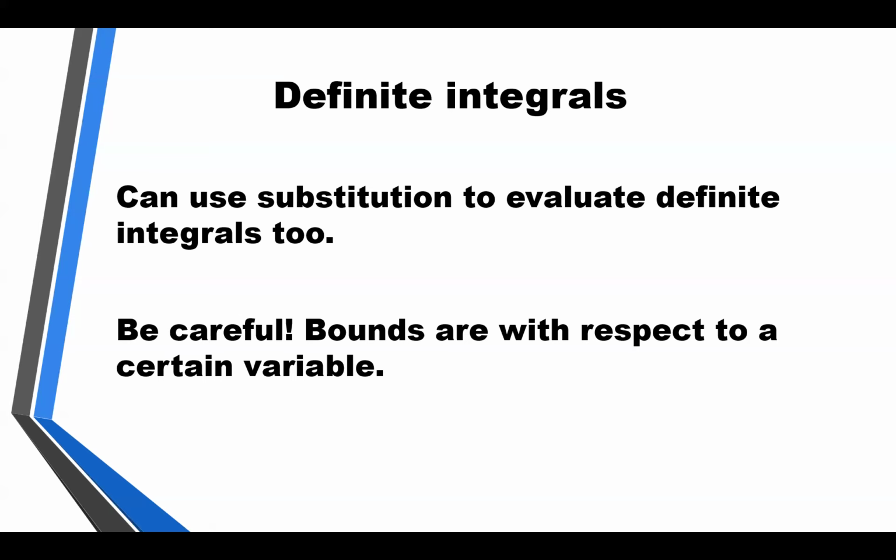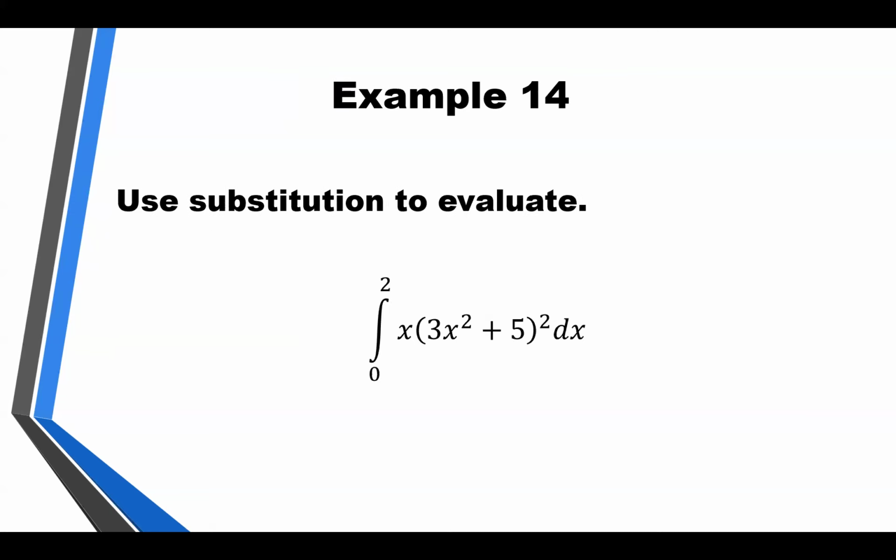process. We find an antiderivative, we plug in the bounds. If we're plugging into x, I need to make sure that those are x bounds. If we're plugging in for u, I need to make sure that those are u bounds. So I'll do an example pretty quickly. Let's evaluate the definite integral from 0 to 2, x times 3x squared plus 5 squared. So the quantity 3x squared plus 5 is being squared and then multiplied times x.